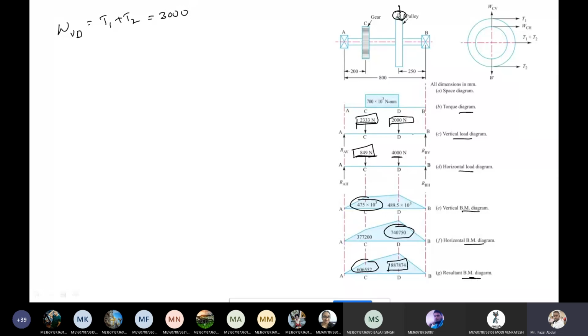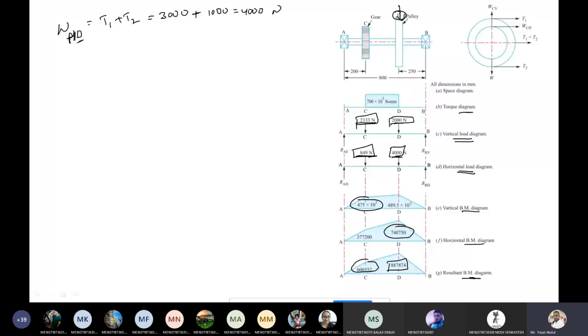Sorry, the vertical load is given in the question, 2000. Now I am calculating the horizontal load WH at D point. So 3000 plus 1000, that is 4000 newtons. So see here, 4000 we got. Okay, now vertical loads and horizontal loads are over.